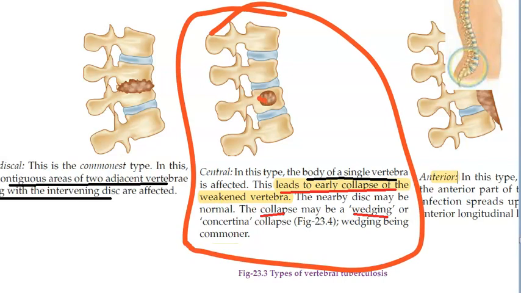So you can see the center of the vertebral body. In this type, only a single vertebra is affected. The body of a single vertebra is affected. So this can lead to early collapse of the weakened vertebra. This can lead to the collapse of the vertebra, okay.